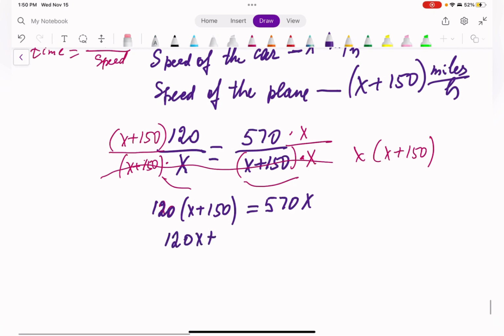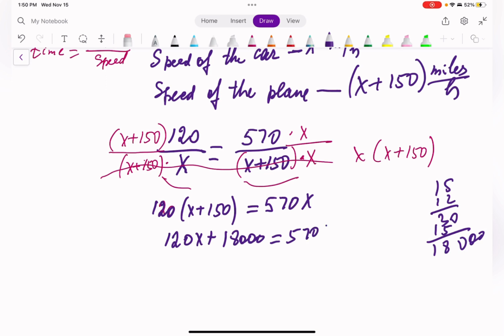120x plus 150 times 120, 15 times 12 is 180, and we have two zeros, so it's going to be plus 18,000 equal to 570x.